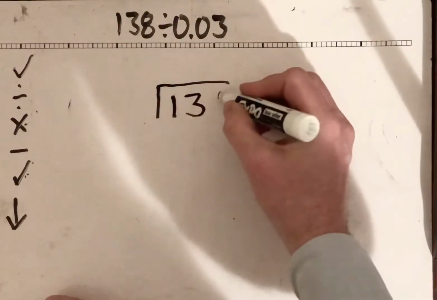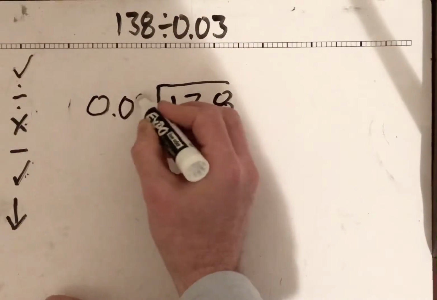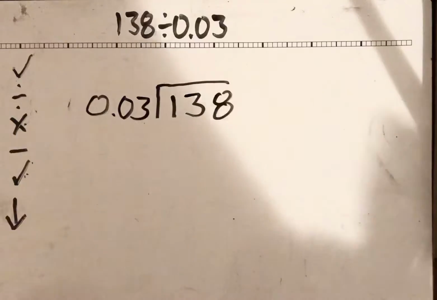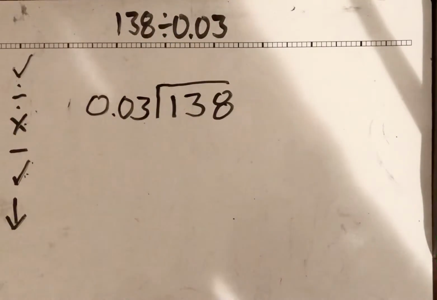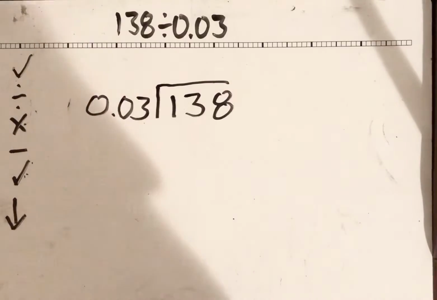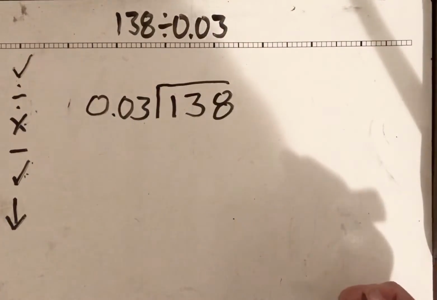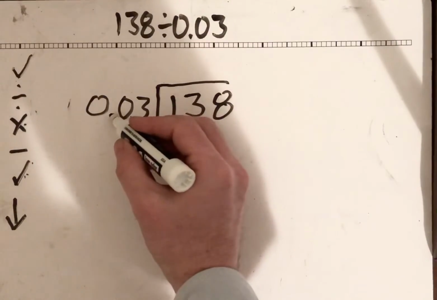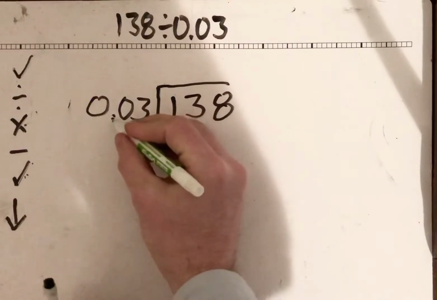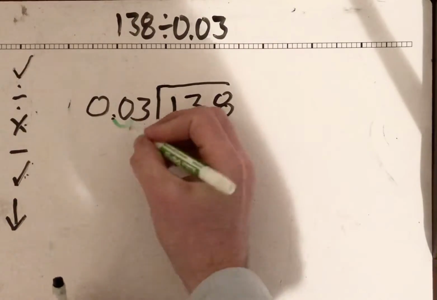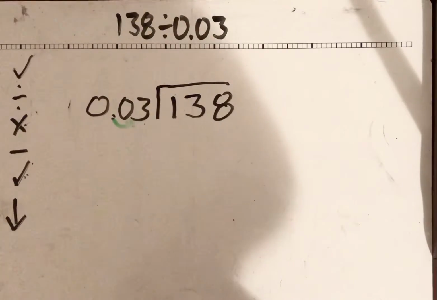138 divided by 0 and 3/100. Now, we don't like decimal divisors. We don't welcome them into the class. And so what we need to do is we need to get rid of it. And luckily, we know how to move our decimal points. Now, I know if I multiply this by 10, the decimal point will move one time over. And now, instead of 0 and 3/100, I have 0 and 3/10.